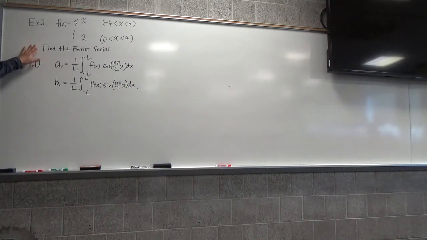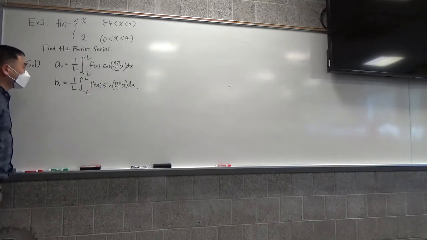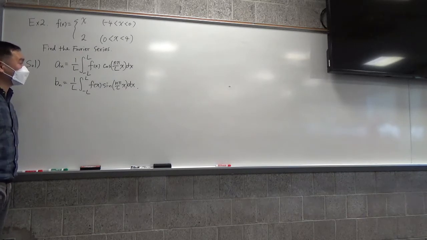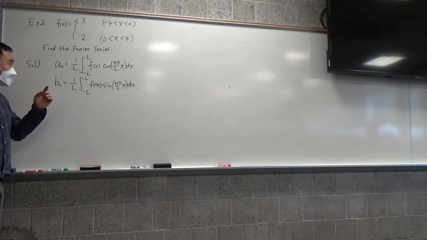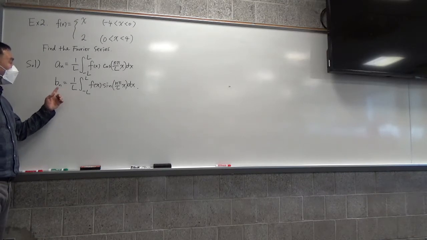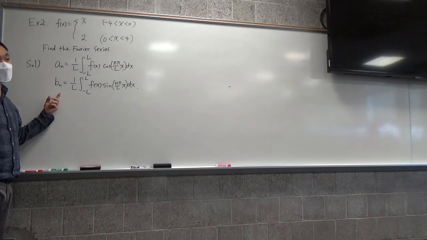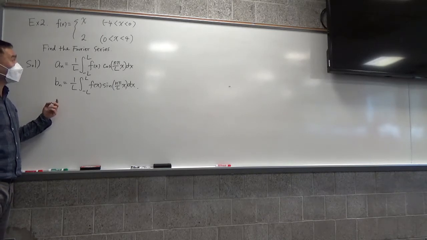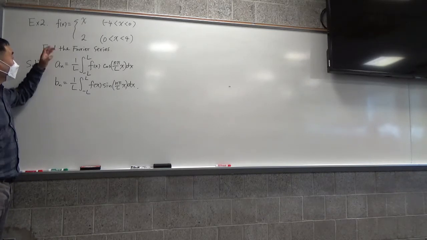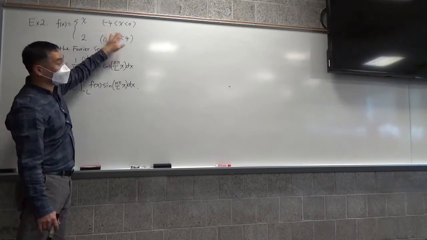So when you're being asked for the Fourier series, you're still just trying to do these two integrals, actually three integrals, because we have to calculate a0 separately. But even before you begin calculating the integrals, you have this following question. What should L be? What do you think the L should be? 4. Why do you say 4? Because this function is defined from negative 4 to 4.